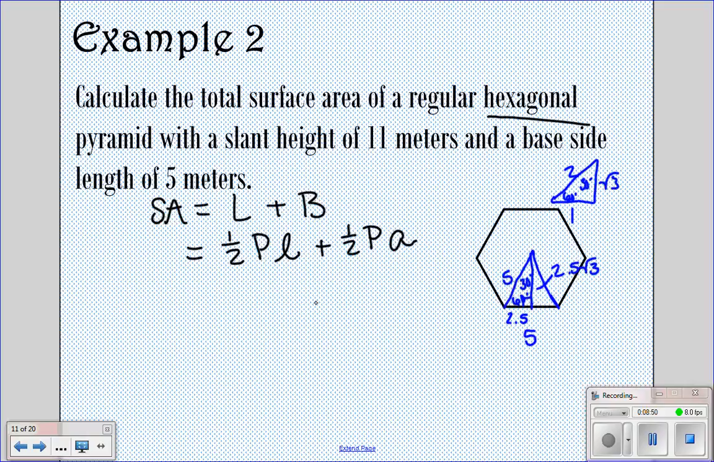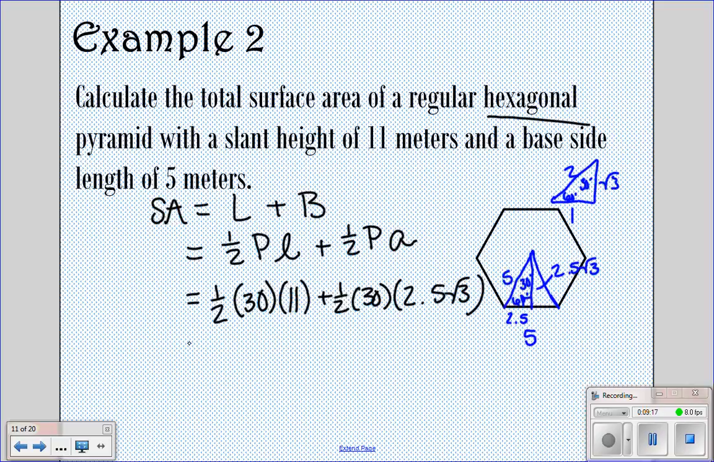So now we're going to go back and use that information to fill in our formula. So our perimeter is going to be 30 because each side is 5 and there are 6 of them. The slant height they told us was 11. The perimeter again is 30, and we found the apothem to be 2.5 square roots of 3.